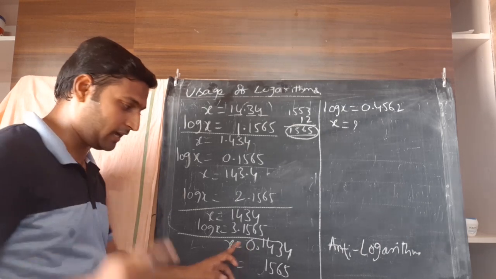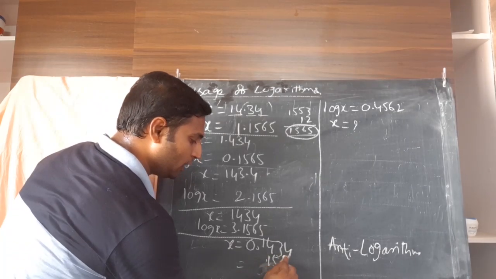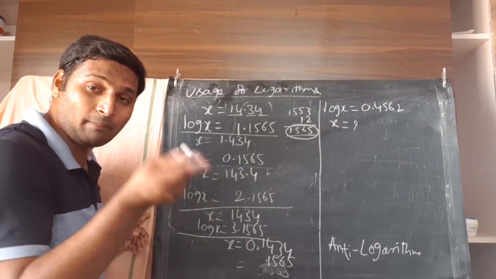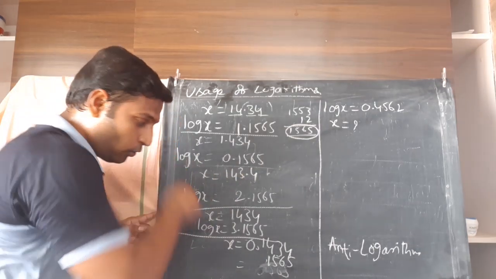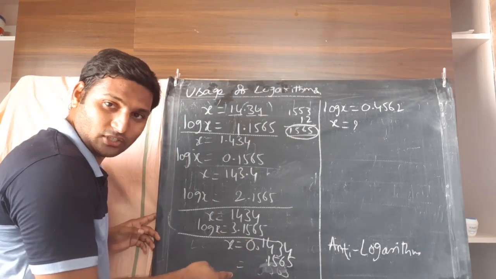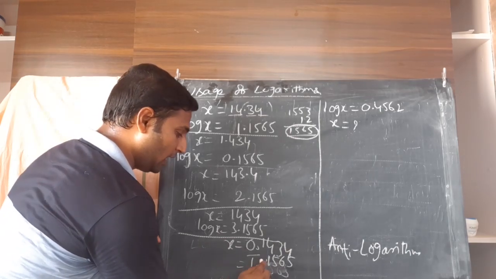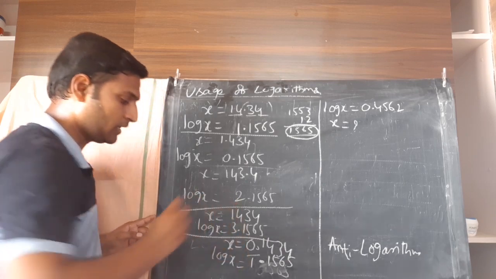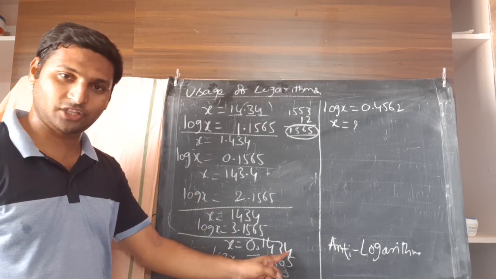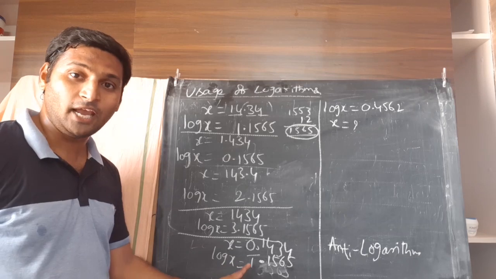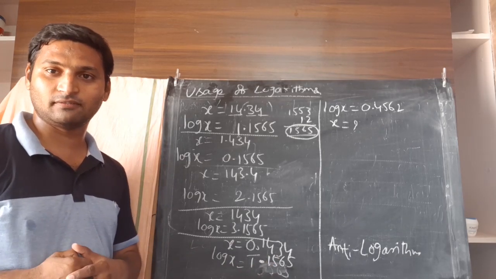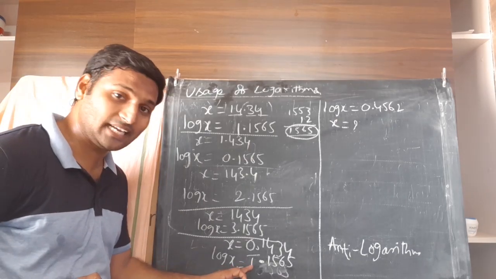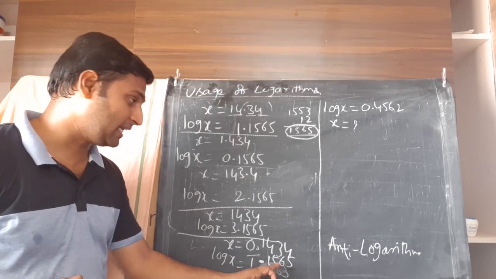But please understand, the value 1565 you obtained from the log table, the mantissa, is a positive value. Only the characteristic is negative because you took 0 minus 1. That's why you call it 1 bar 0.1565. If x is 0.1434, then log of x will be 1 bar 0.1565. What does it mean by 1 bar 0.1565? Only the characteristic is negative, but the mantissa is positive.